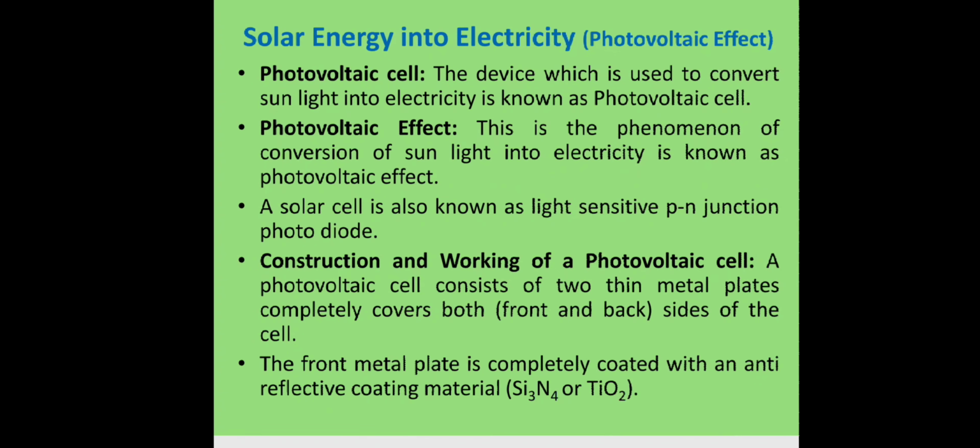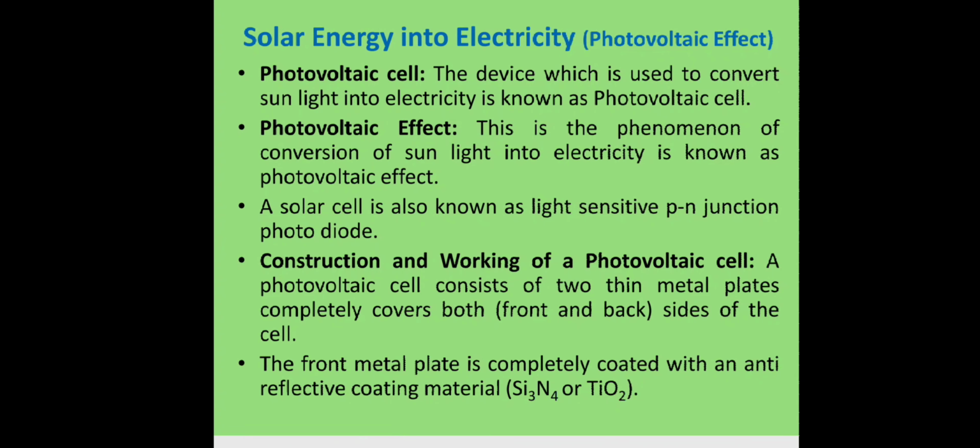Solar energy is converted into electricity by the photovoltaic cell. This device, which is used to convert sunlight into electricity, is known as a photovoltaic cell, and this effect is known as the photovoltaic effect. And a solar cell is known as a light sensitive PN junction diode.